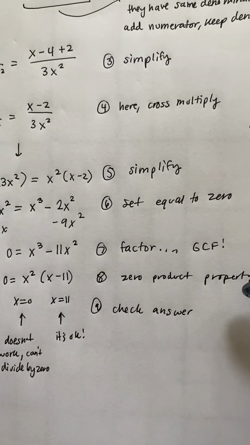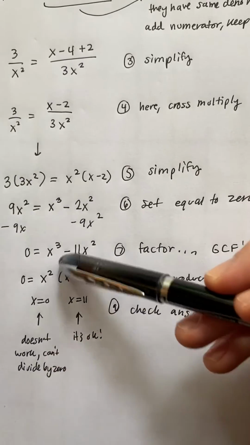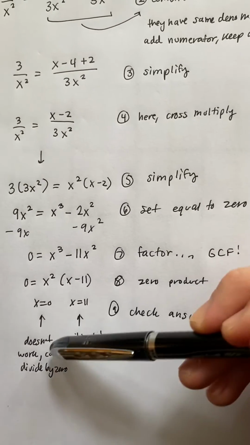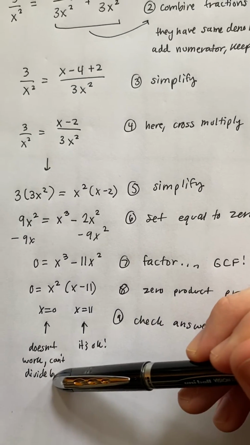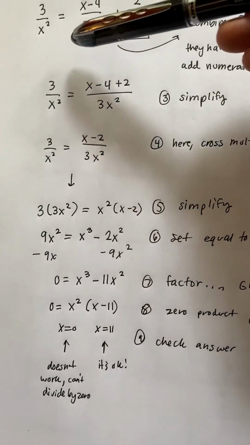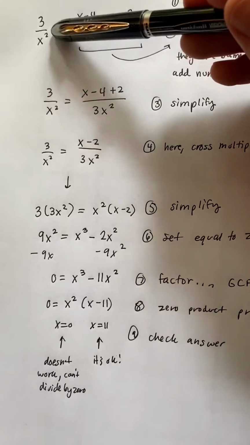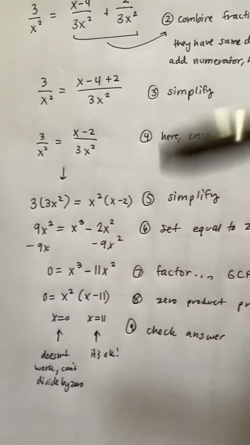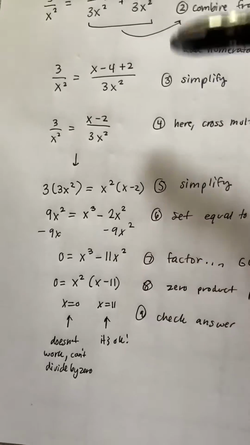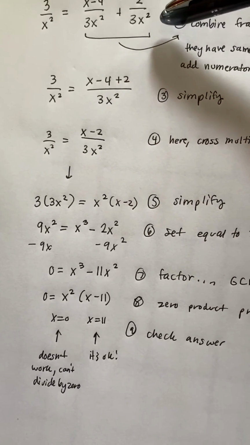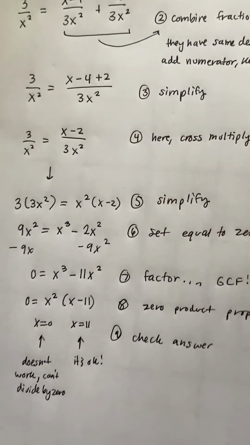So using the zero product property, I know that the two solutions are 0 and 11. But I find out that the 0 doesn't work, because if I look at the original problem, if I put 0 in as a solution, I can't divide by 0. So that's a no-no. But for x equals 11, yeah, that'll work totally fine, because I can still divide by 11 squared. Okay.